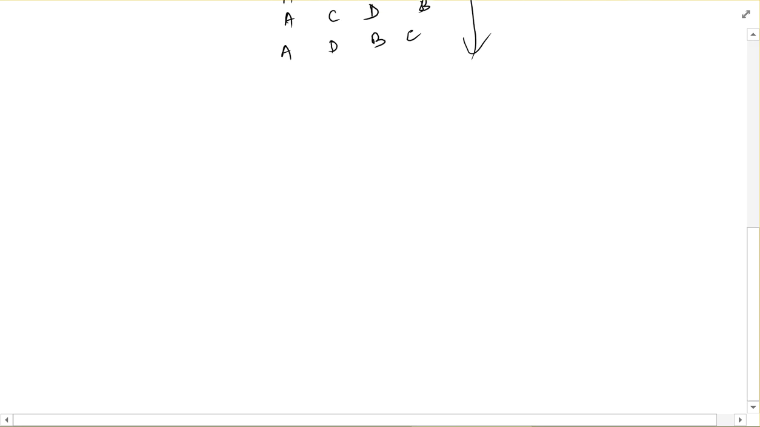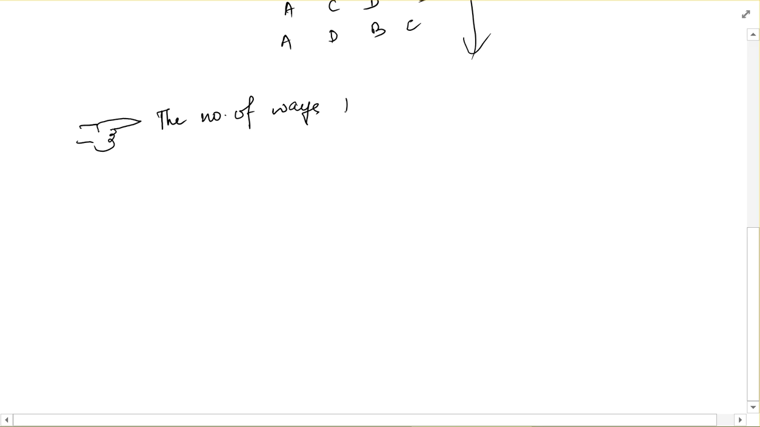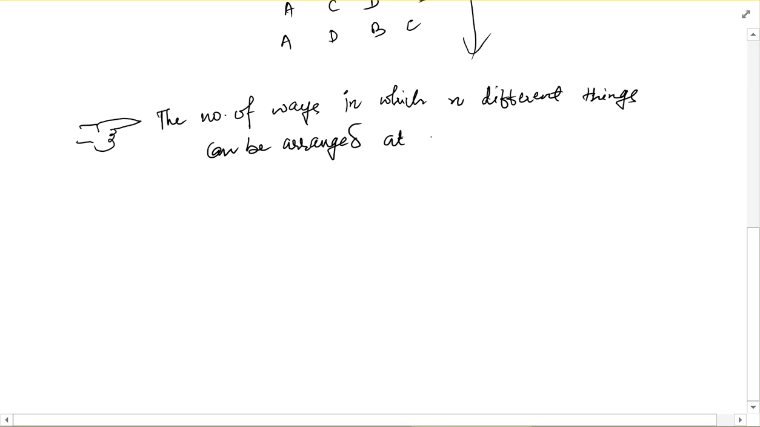So the first formula which you are learning today is: the number of ways in which n different things can be arranged at n different places is n factorial. Okay, n factorial.